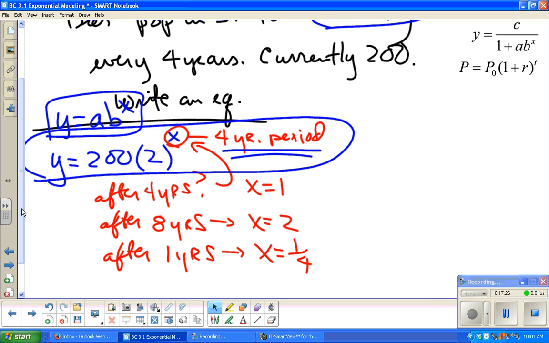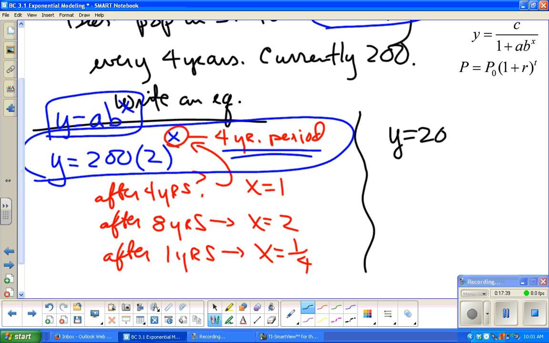Okay, so I'm okay with this written like this, provided you put a little disclaimer on here. Because most of the time, what people are going to do is think x must mean the number of years. So I need a disclaimer: x is the number of 4-year periods. Now, what I would recommend doing is instead write it like this. What should we put as an exponent here? When I did 4 years, the exponent was 1. When I did 8 years, the exponent was 2. When I did 1 year, the exponent was 1/4.